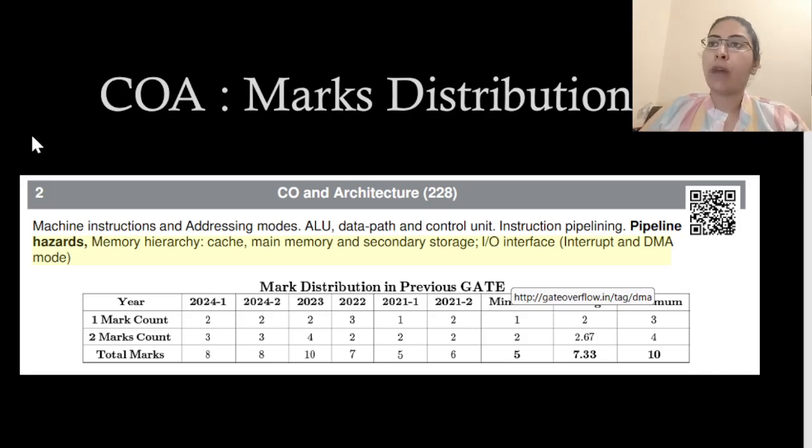First is COA marks distribution. The topics are machine instructions, addressing modes, ALU, data path and control unit, instruction pipelining, hazards, memory hierarchy, cache memory, main memory, secondary storage, IO interface, interrupts and DMA mode.